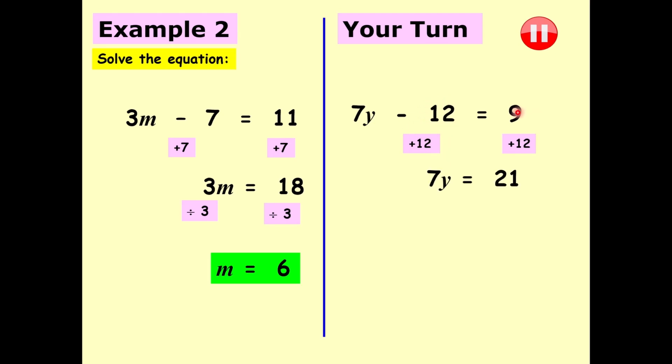And then covering up the y, because we're wanting that on its own, we have 7 that's stopping us from having y on its own. So we're going to divide both sides by 7 to get y equals 3. Again, really well done if you got that correct.